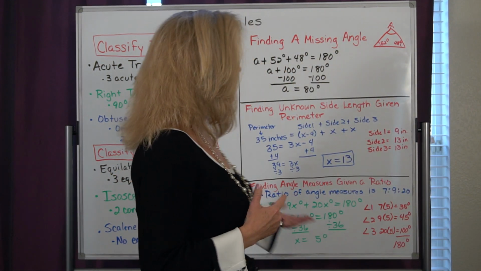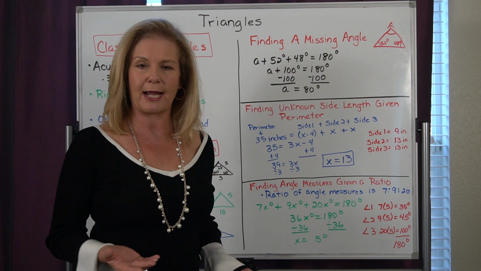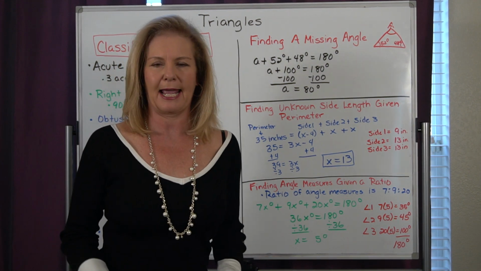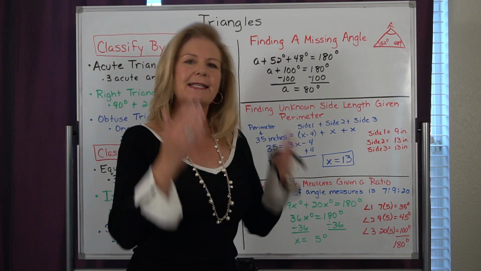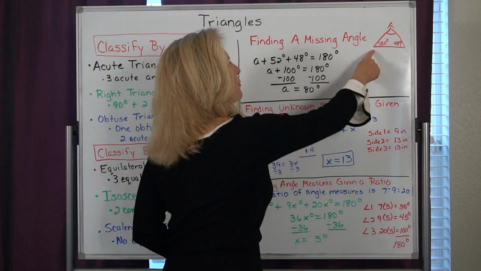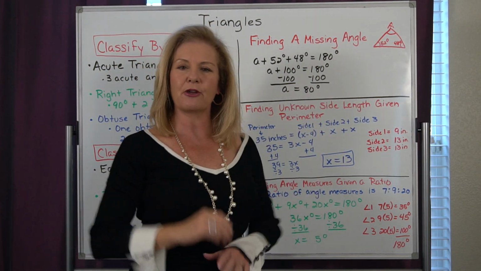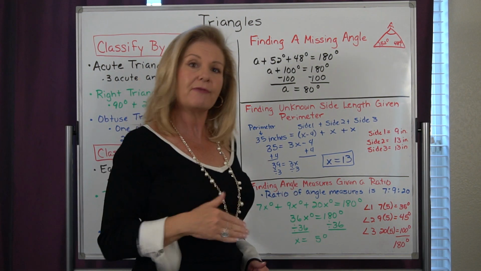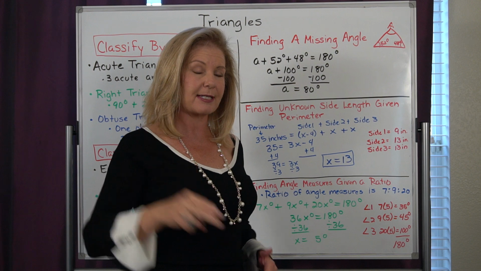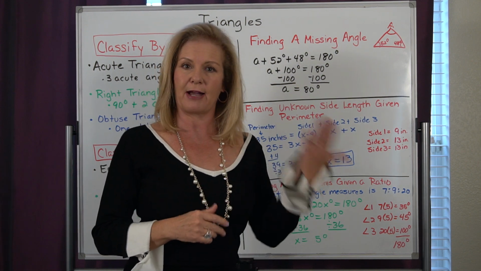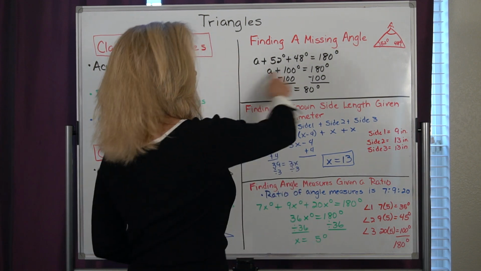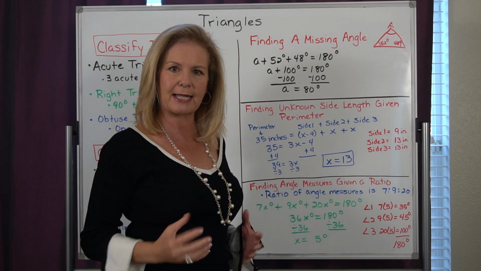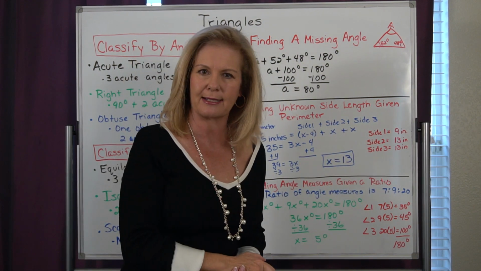So if we want to solve some problems with triangles, the first kind of problem they're going to ask us is to find a missing angle. Well, we know by definition of a triangle that when we add all three angles together, they have to equal 180 degrees. So if they give me two of the angles, I can set up an equation to find the third angle. Now, when I set up my equation, I put all of my angles on one side of the equal sign, and I put 180 degrees on the other.